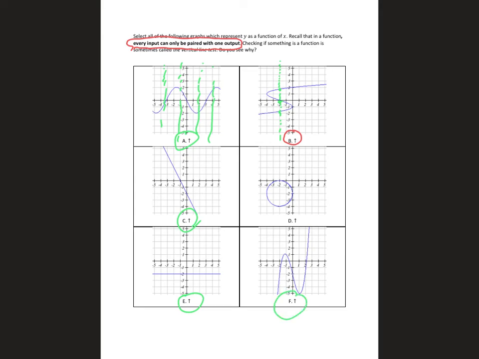Graph D is the only other one that has this same issue. If I draw vertical lines on D, I see how it cuts through the graph twice. So D is going to be also problematic, since I have these multiple places where it cuts. So the way you can visualize it on a graph is just called the vertical line test. And the test is, if you can draw a vertical line that cuts through the graph more than once, then that picture is not the graph of an actual function.